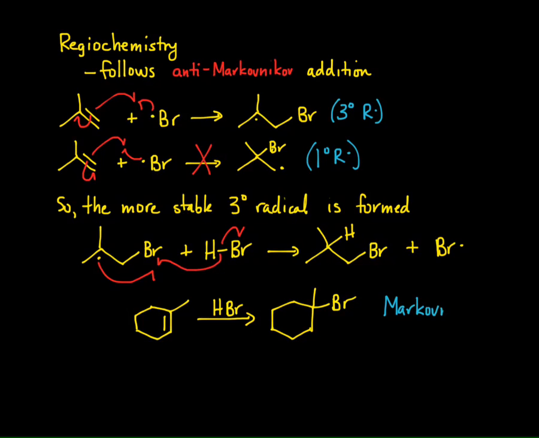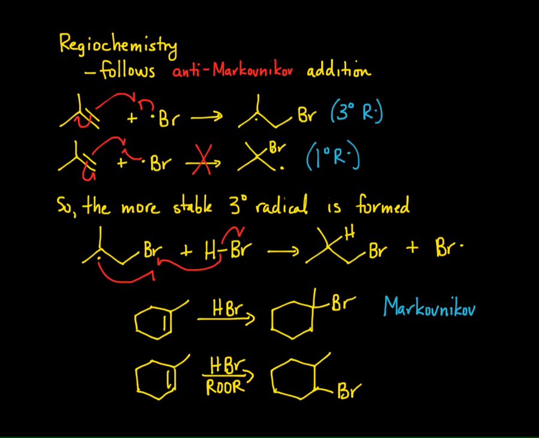However, right? So that was Markovnikov addition. If I treat the same methylcyclohexene with HBr in the presence of peroxides, this follows an anti-Markovnikov addition, right? The hydrogen goes to the carbon with the least number of hydrogens. The bromine goes to the carbon with the most number of hydrogens. And I get 1-bromo-2-methylcyclohexane. And so this follows the anti-Markovnikov addition. Hence, the regioselectivity of this process.